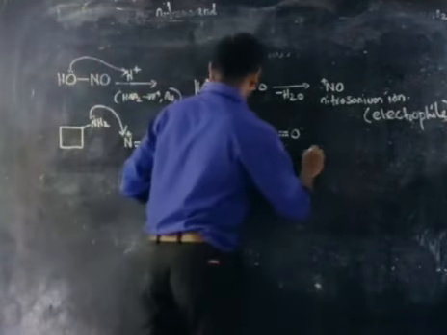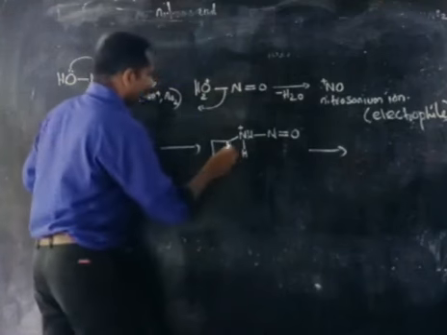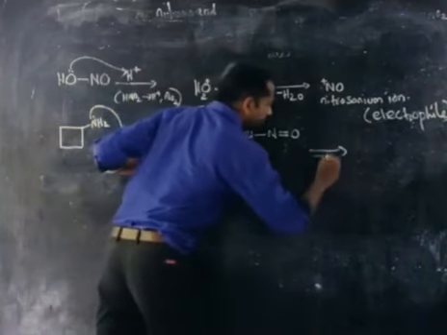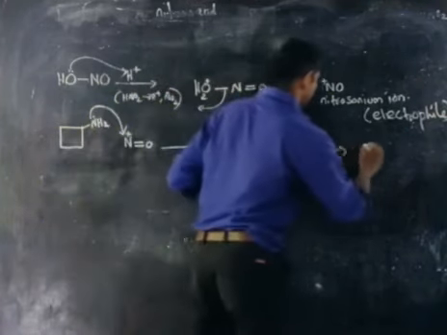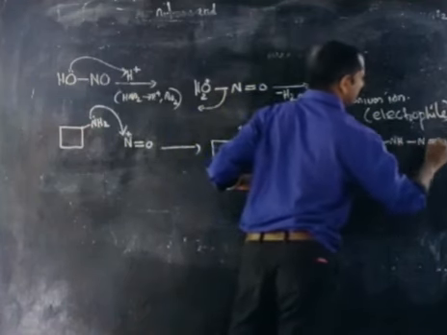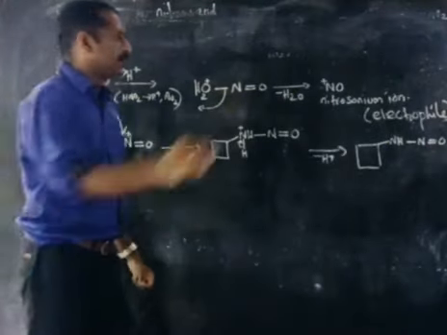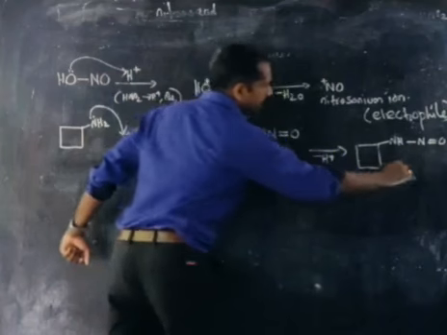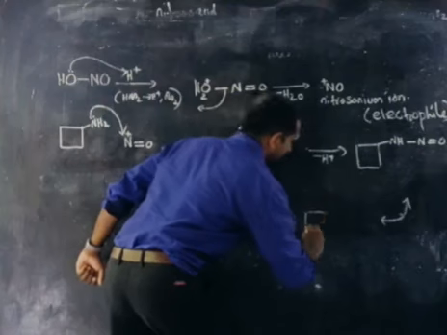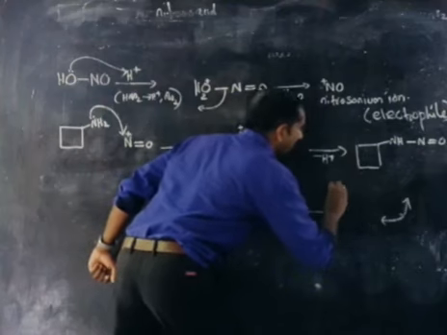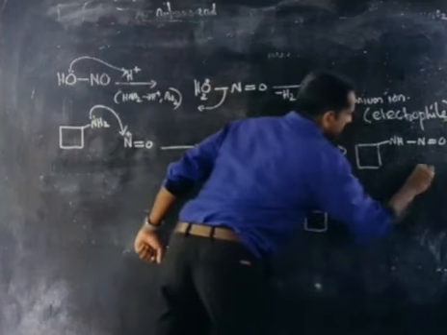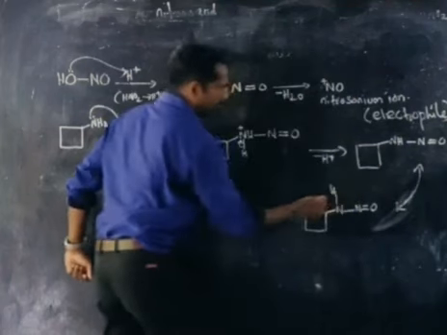In the next step, for stability, minus H plus, and you get a structure like this: NH, N double bond O. Now in the next stage, I am writing the same thing like this. NH can be written as NH, N double bond O. Same thing I am writing like this, with the H up.